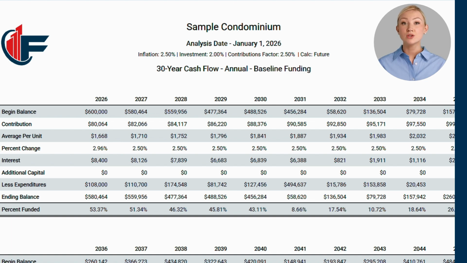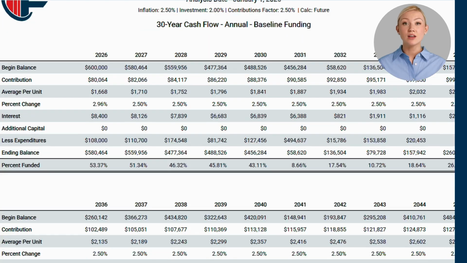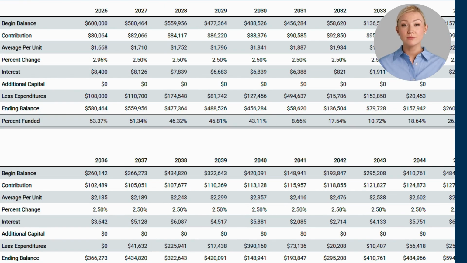After the annual contributions, interest income, and any additional capital are added to the beginning balance, the year's expenditures are then subtracted, giving you the ending balance for that year. Once these calculations are completed for all 30 years of the projection, the key requirement is that the year-end balance never falls below zero. This approach spreads costs more evenly, provides flexibility, and usually results in lower required contributions than the component method. In this sample report, the first cash flow funding plan presented is the baseline strategy.